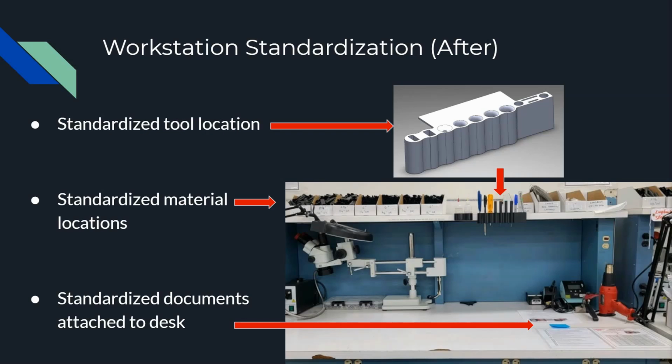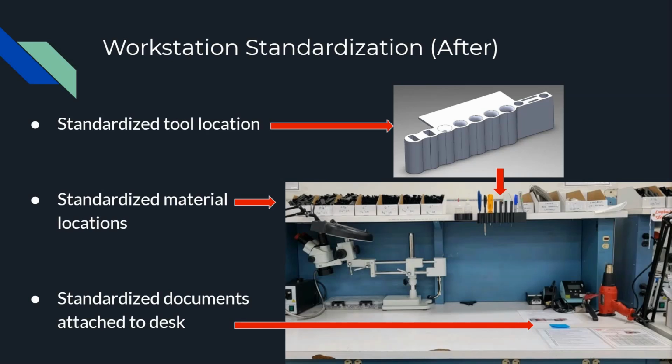To fix the workstations, the team implemented 5S lean principles. The team determined what was necessary, found a home for each tool, and cleaned the desk of any dirt and debris. Tools and materials were placed in a standardized location within arm's reach, while important documents were attached to the desk to ensure that they don't get misplaced.